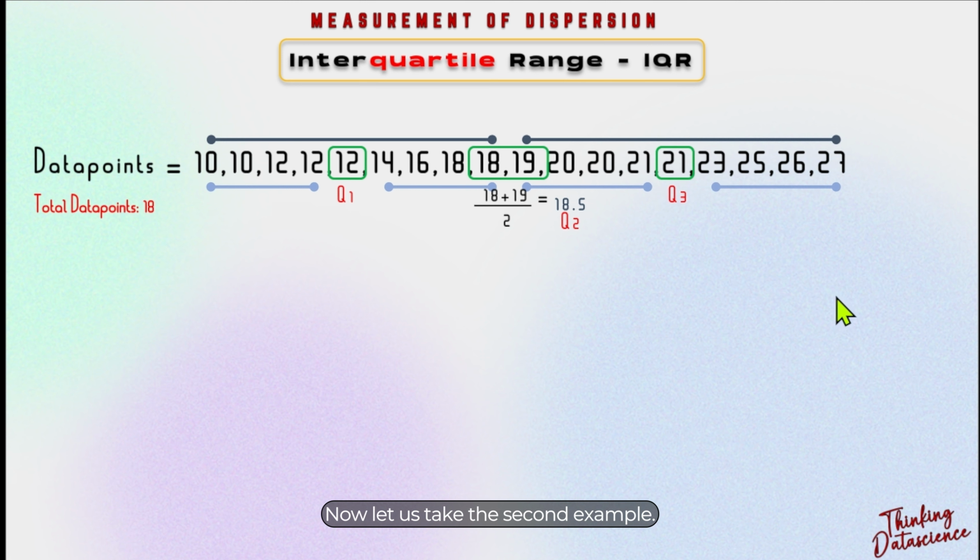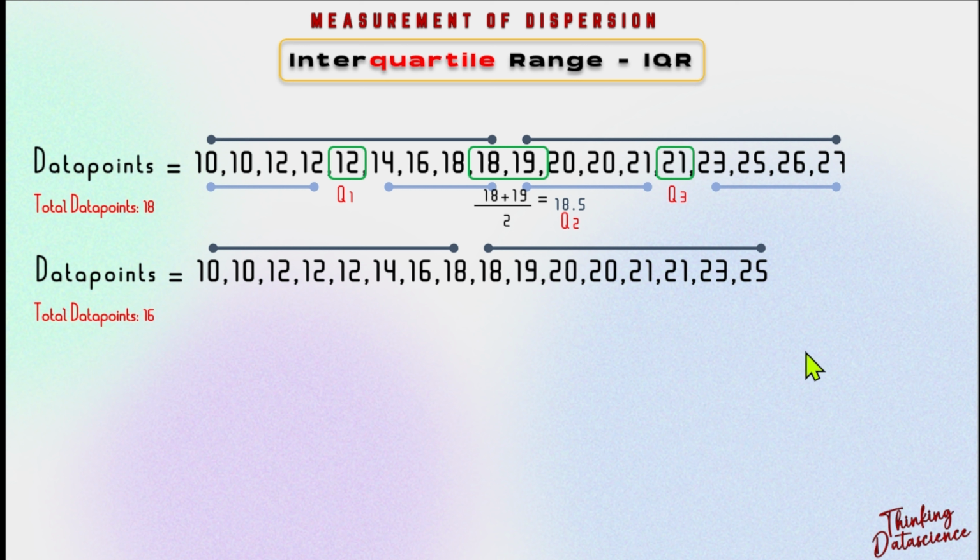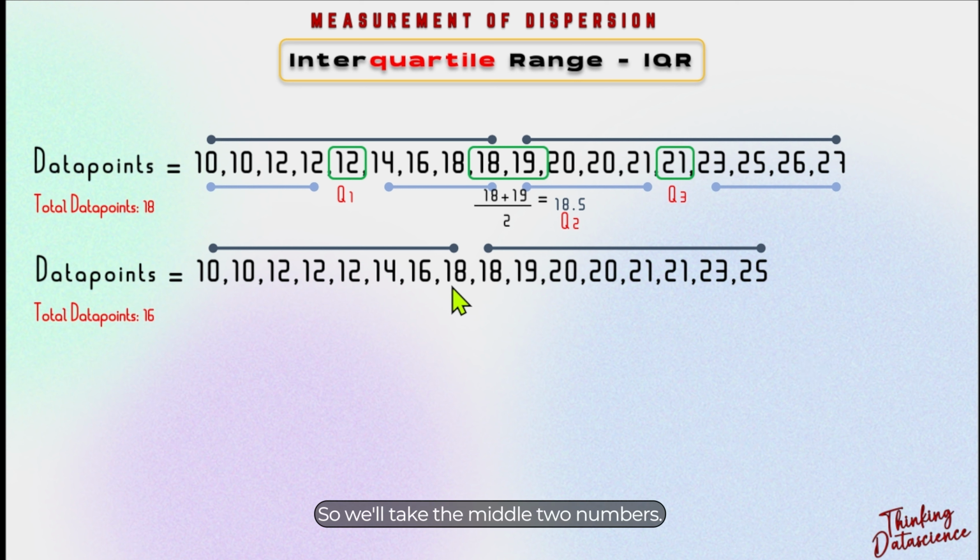Now let us take the second example. Here we have 16 data points. Let us take the middle number first. Again, we don't have a middle number here, so we take the middle two numbers. They are both 18. So we take the mean, 18 plus 18 divided by 2, that is again 18, and it is our Q2.